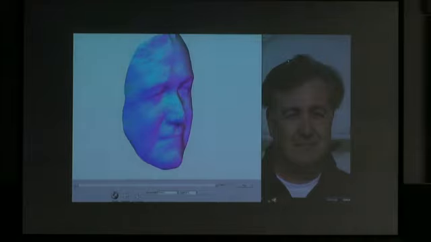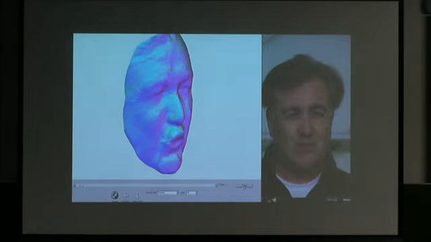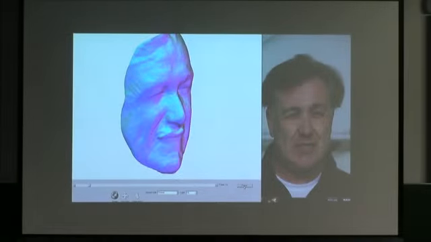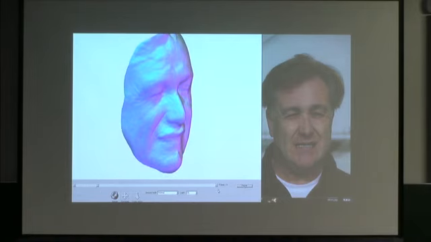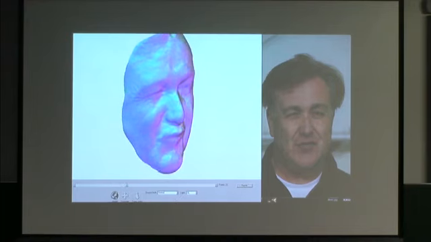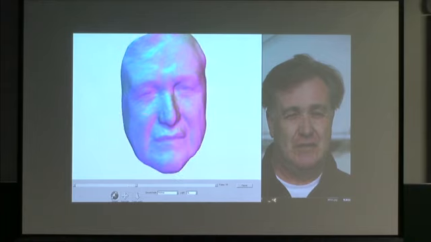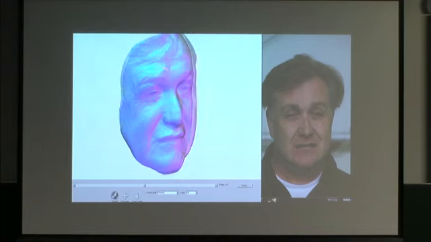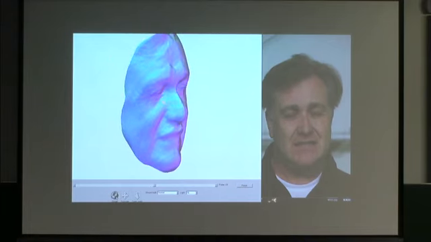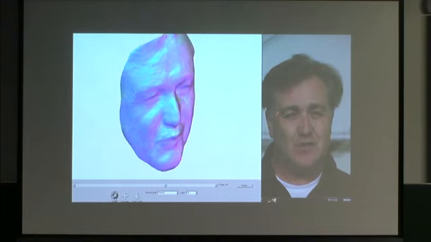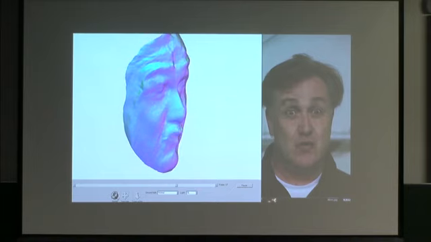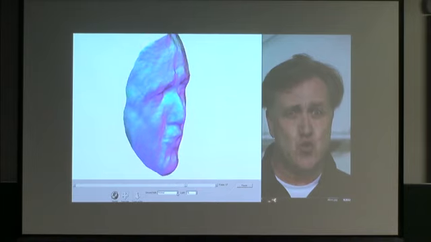Okay, and here we have another video where you can see that we can recover. So the other nice advantage is that now we can also recover high frequency details because we've actually decomposed into shading and albedo. We can reconstruct very, very high frequency details. So we've actually got all of the wrinkles on the face and we're tracking those nicely.